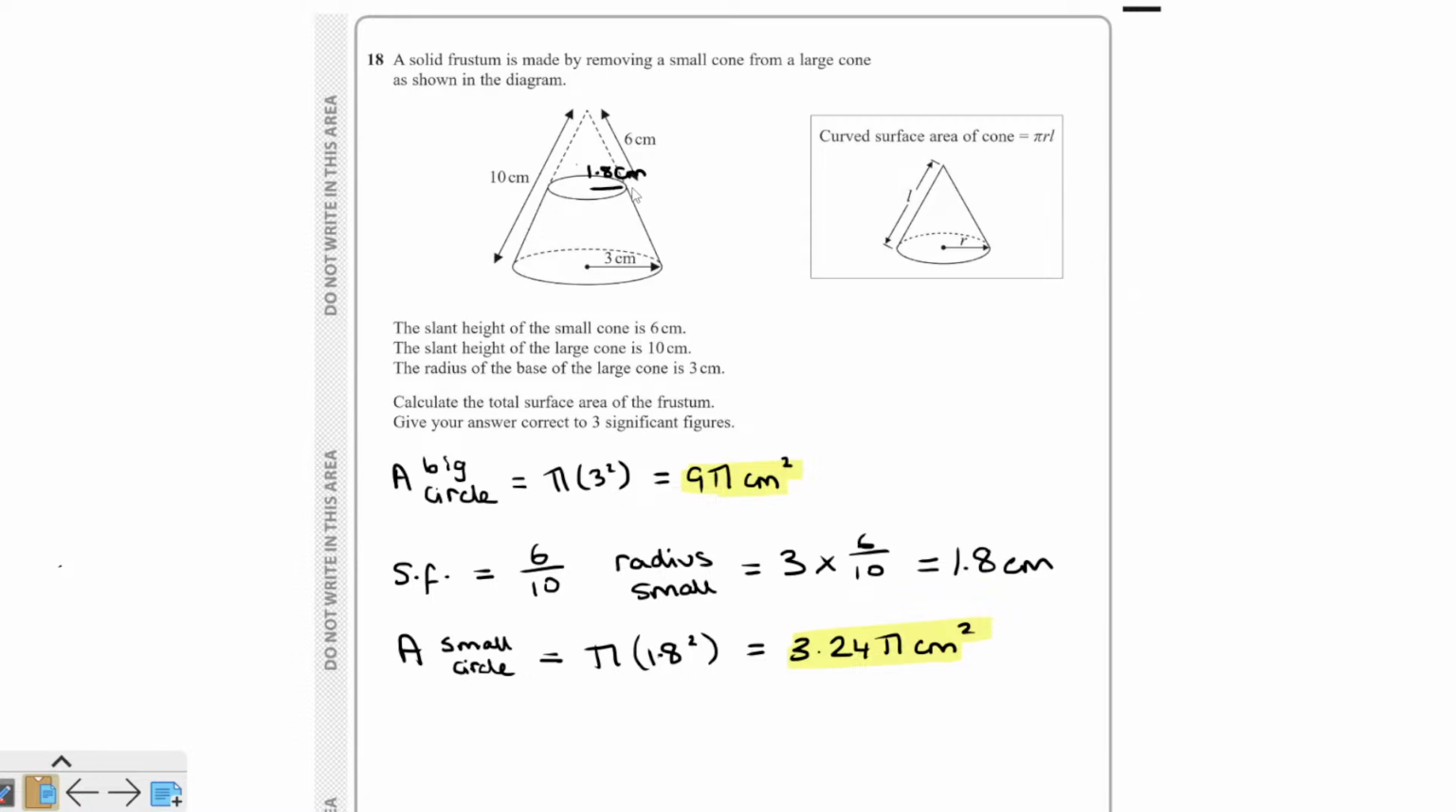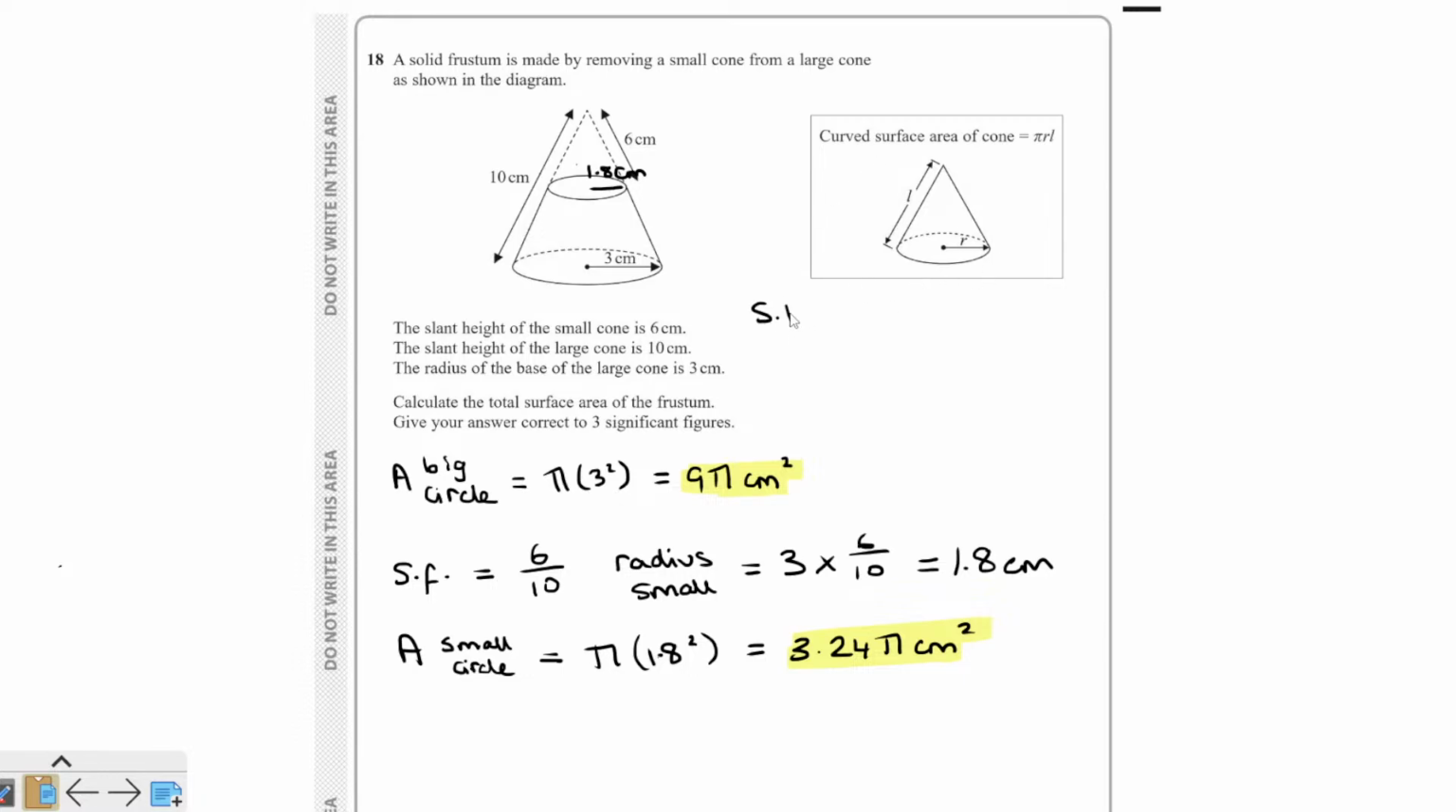So what we need to do in order to find this frustrum is kind of the same as they said at the top. They said it's made by removing a small cone from a large cone. So to find the curved surface area of the frustrum, I need to find the curved surface area of the whole cone, the big cone, the curved surface area of the small cone, and then subtract them. Let me write it up here.